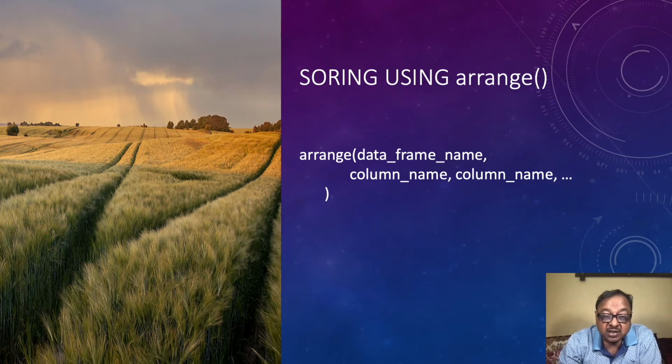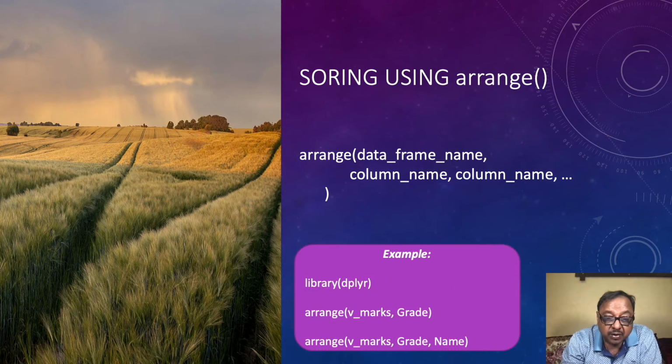So sorting can happen both in ascending order and in descending order. In case we want to sort by descending order, we need to use the function DESC, and within the function DESC we have to give the column name which is to be considered for sorting in the descending order. Let's see an example before we move on to RStudio.